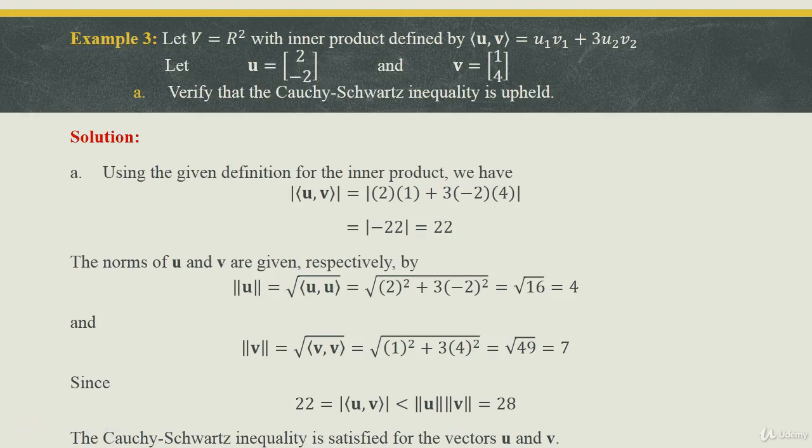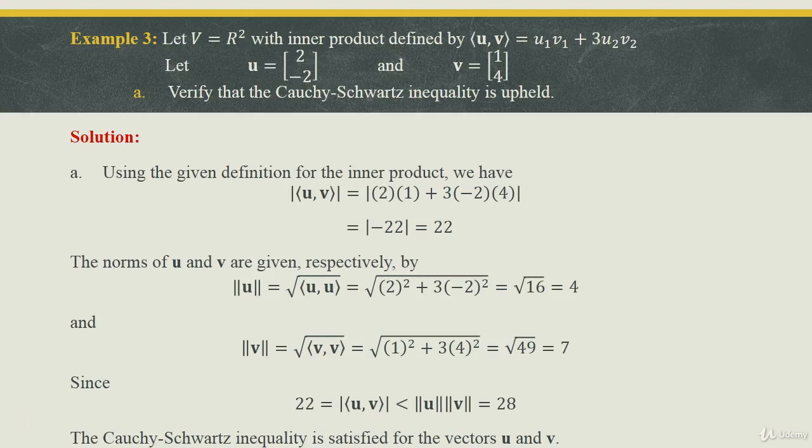using the given definition for the inner product. We have modulus of inner product of U comma V is equal to mod of 2 times 1 plus 3 times minus 2 times 4, which is equal to mod of minus 22, which is equal to 22. Then the norms of U and V are given respectively by: norm of U is equal to square root of inner product of U comma U, which is equal to square root of 2 square plus 3 times minus 2 square, which is equal to square root of 16, which comes out to be 4.